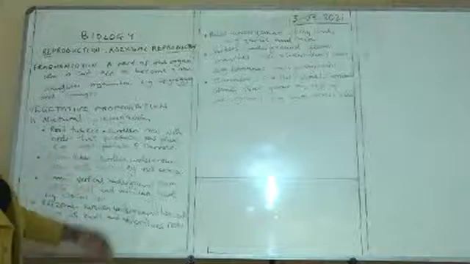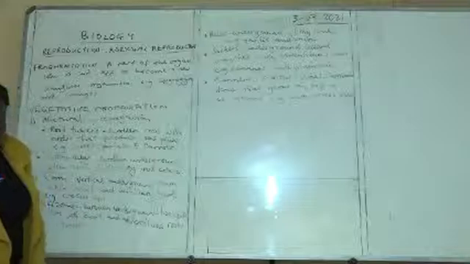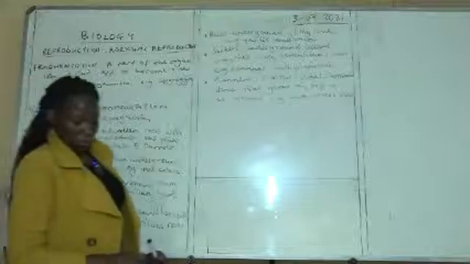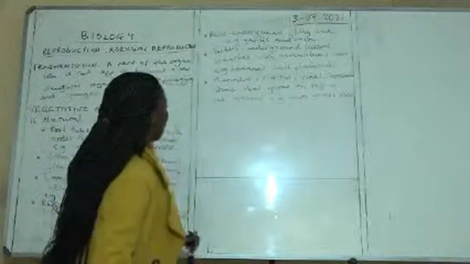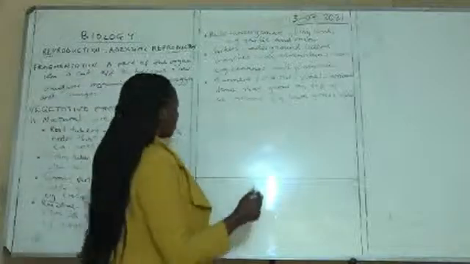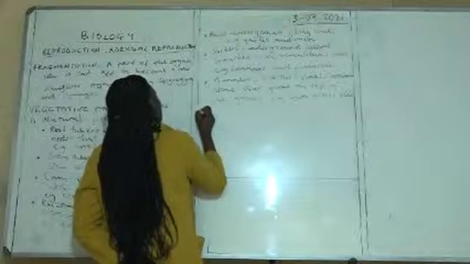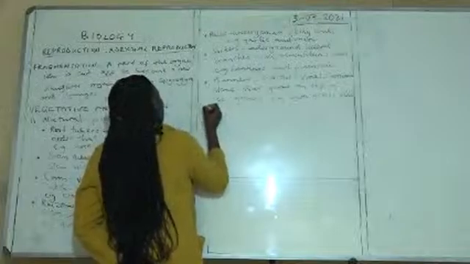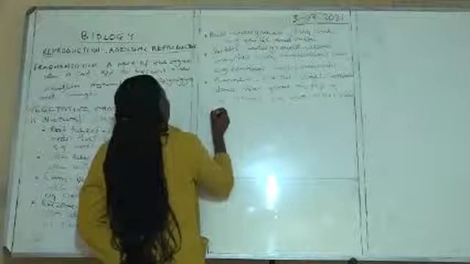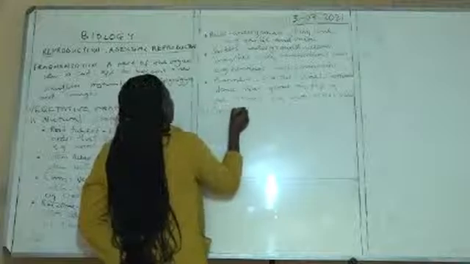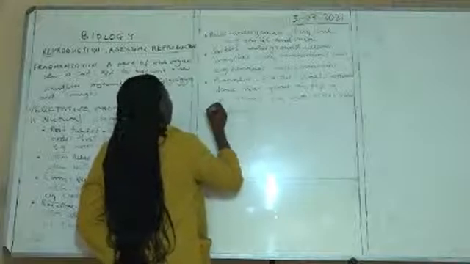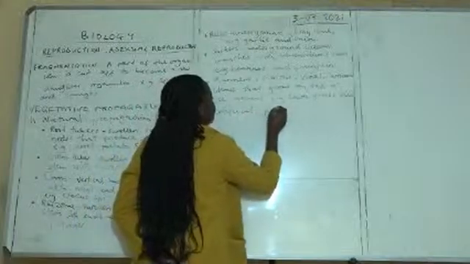So let's look at the second type of propagation before we waste any more of our time. We'll look at number 2, which is artificial propagation.